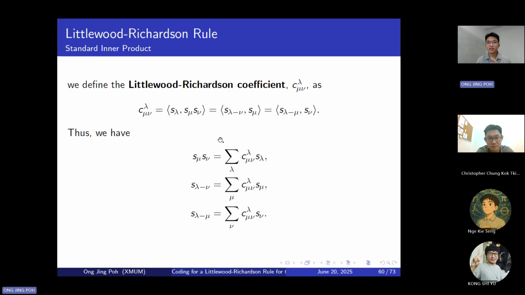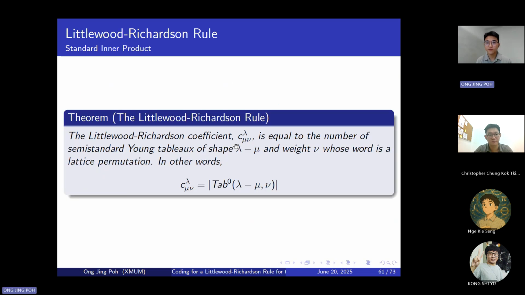And by having this theorem, we can define the Littlewood-Richardson coefficient C subscript mu nu superscript lambda as an equation shown in this slide. And thus we will have the equation below. So to determine the Littlewood-Richardson coefficient for any lambda, mu, and nu, we have the theorem here. The Littlewood-Richardson coefficient is equal to the number of semi-standard Young tableaux of shape lambda minus mu and weight nu, whose word is a lattice permutation. So we can see the equation here.